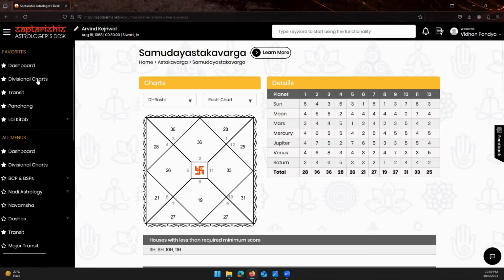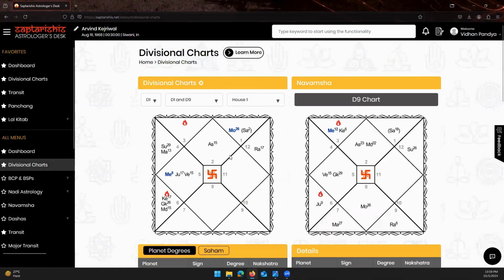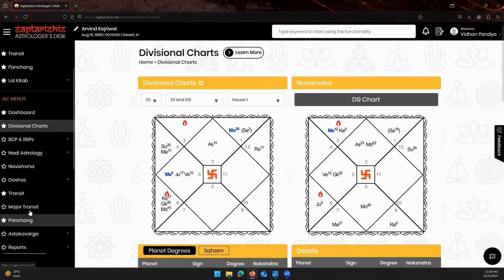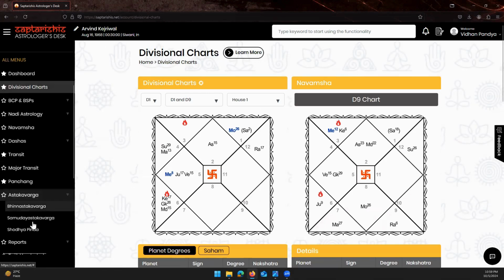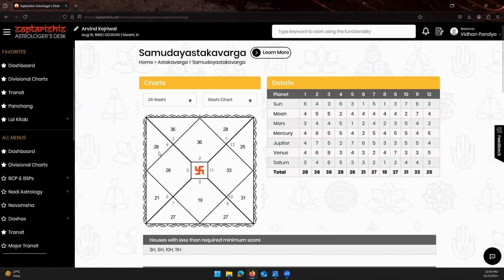This is a chart of Arvind Kejriwal. Arvind Kejriwal has Mars in the third house. So we have to see Sarvashtakavarga points in the third house. Third house has 28 points, which means at the age of 28, running year, we are talking about running year here, he has a possibility of getting some kind of injury, some kind of accident.